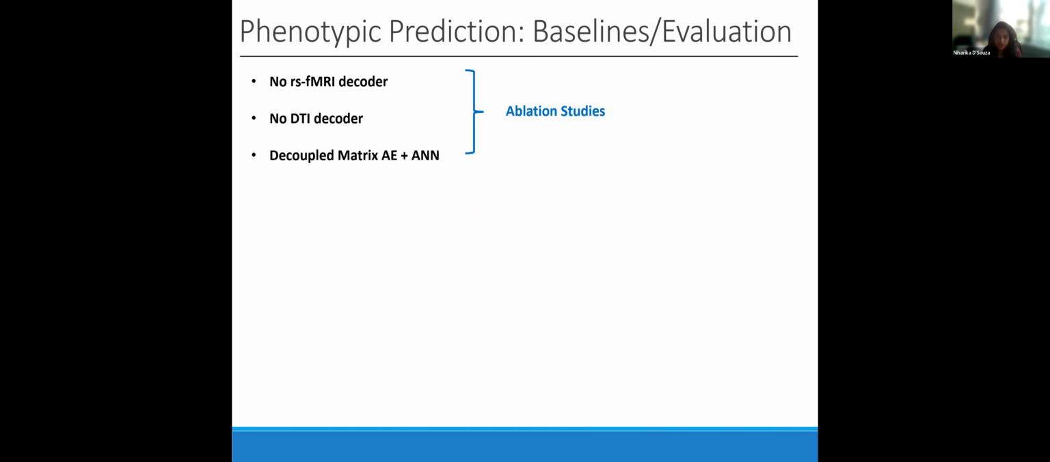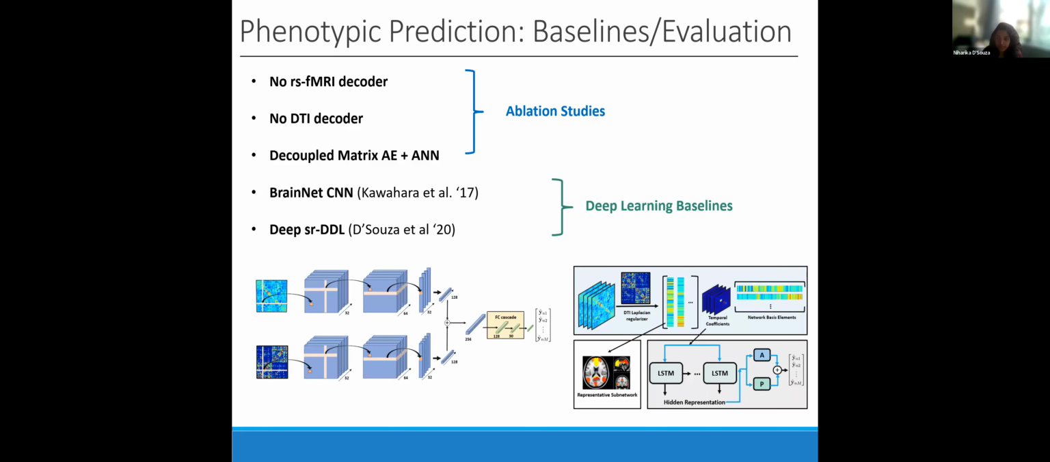Next, we examine the phenotypic prediction task. Our first set of comparisons are against three ablated versions of the model, and these help us evaluate individual components, such as the utility of the resting state fMRI decoder. Second, the effect of removing the DTI prediction. Third, the effect of combining the connectivity representation with behavioral prediction end-to-end in a neural network framework. We also compare against two deep learning baselines that are designed for the prediction task. The first is the multimodal version of the BrainNetCNN, while the second is the deep SRDL from part 2 of this work.